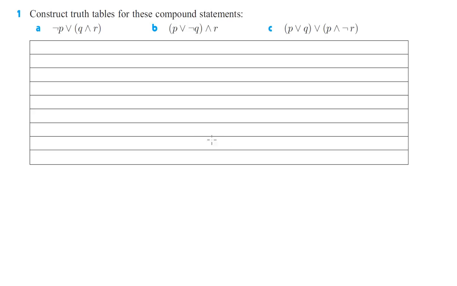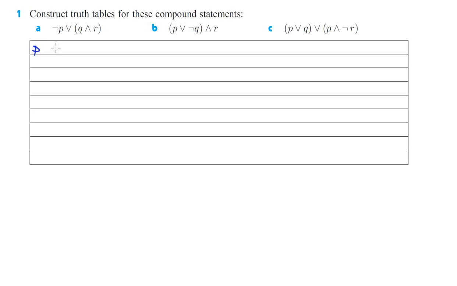All right, so let's start here with number one. Construct two tables for these compound statements. Not P or Q and R is the first one. So we've got P, Q, and R. So now we have three letters. So let's go with P.